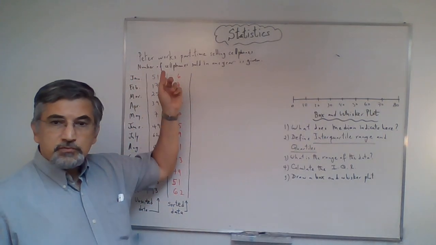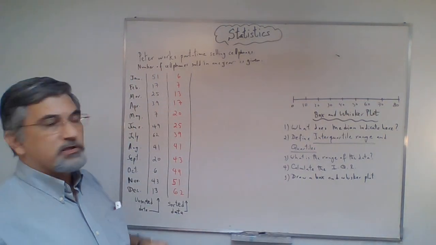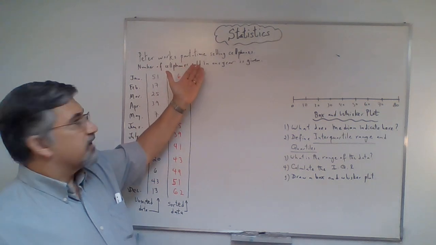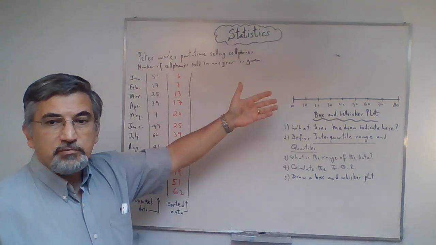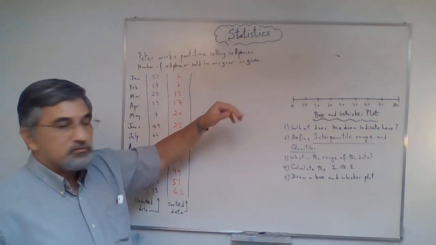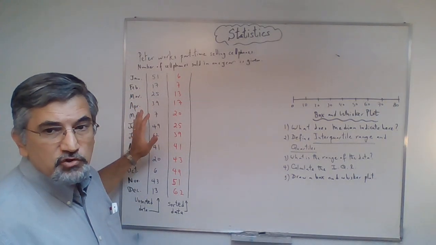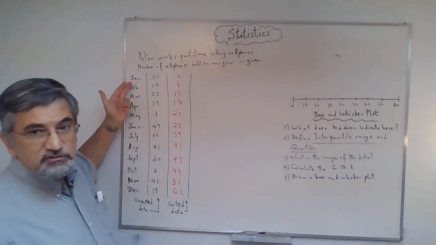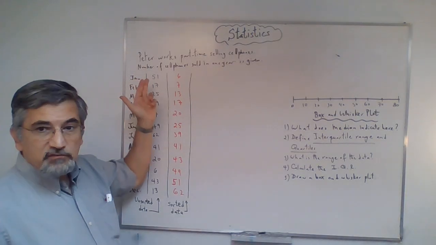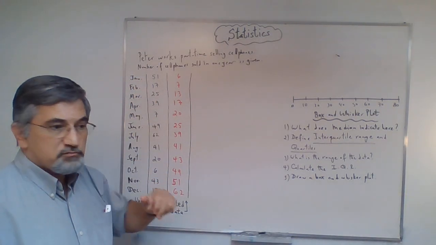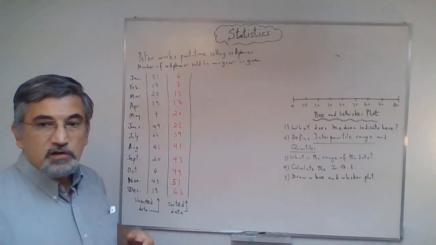So Peter is just like a teenager, works part-time selling cell phones. He works in a company or something. He sells cell phones, and the number of cell phones sold in 1 year is given by the chart below. In the month of January, he could sell 51 cell phones. Maybe it was the beginning of the year. Everybody was getting cell phones.